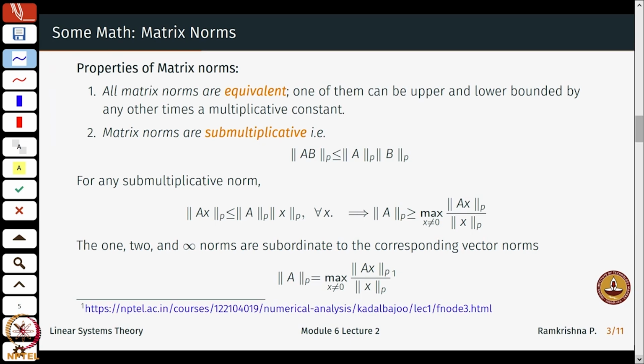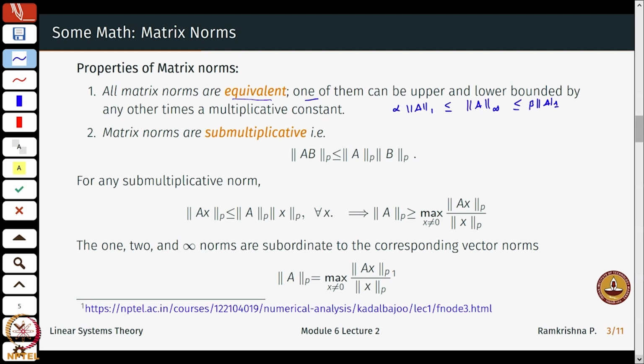So what are the properties of norms defined on a vector space that will translate to norms on matrices? Well, one thing is obvious, that all norms are equivalent, like we proved in the vector space case. What does equivalence mean? That one of them can be upper and lower bounded by any other times a multiplicative constant. Say the one norm can be upper bounded and lower bounded by the infinity norm with some numbers alpha and beta here.